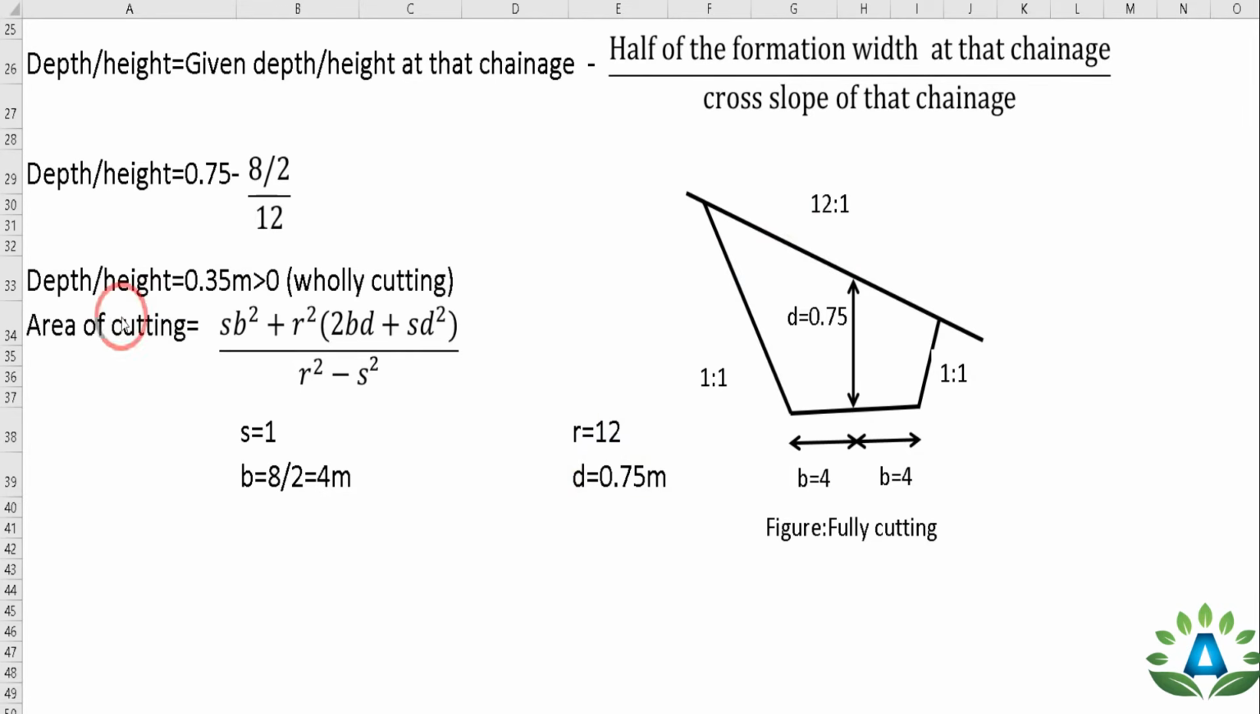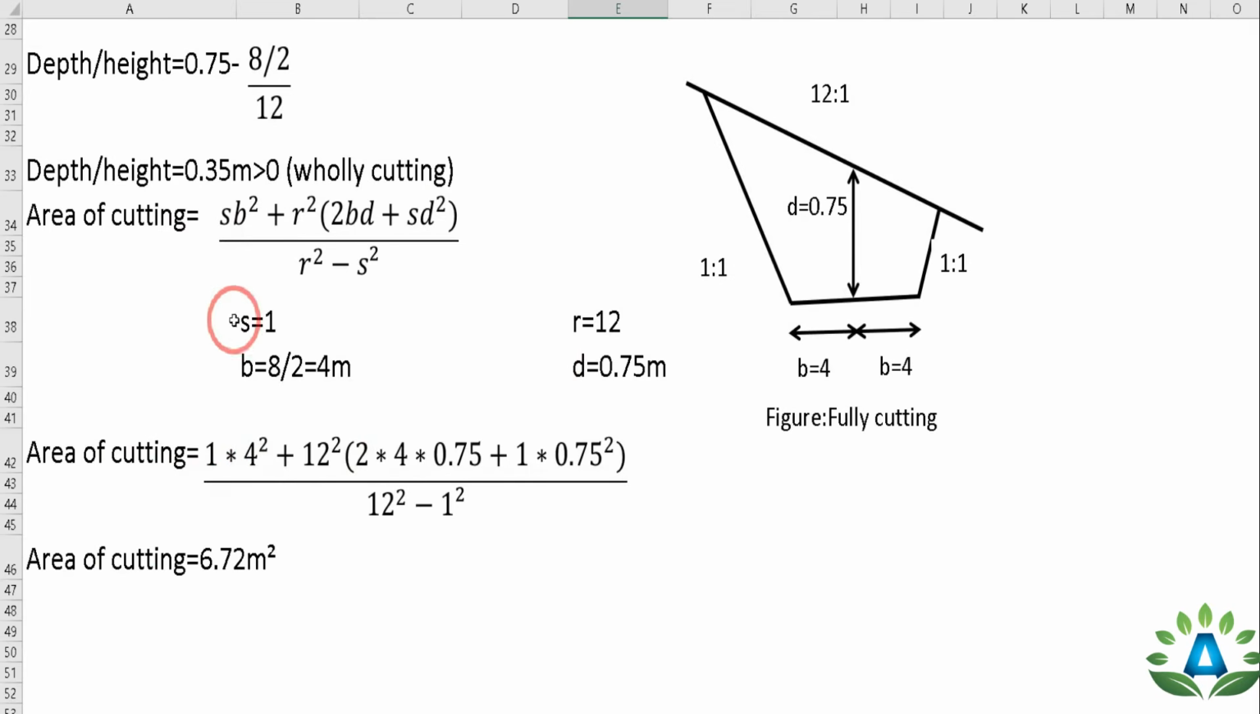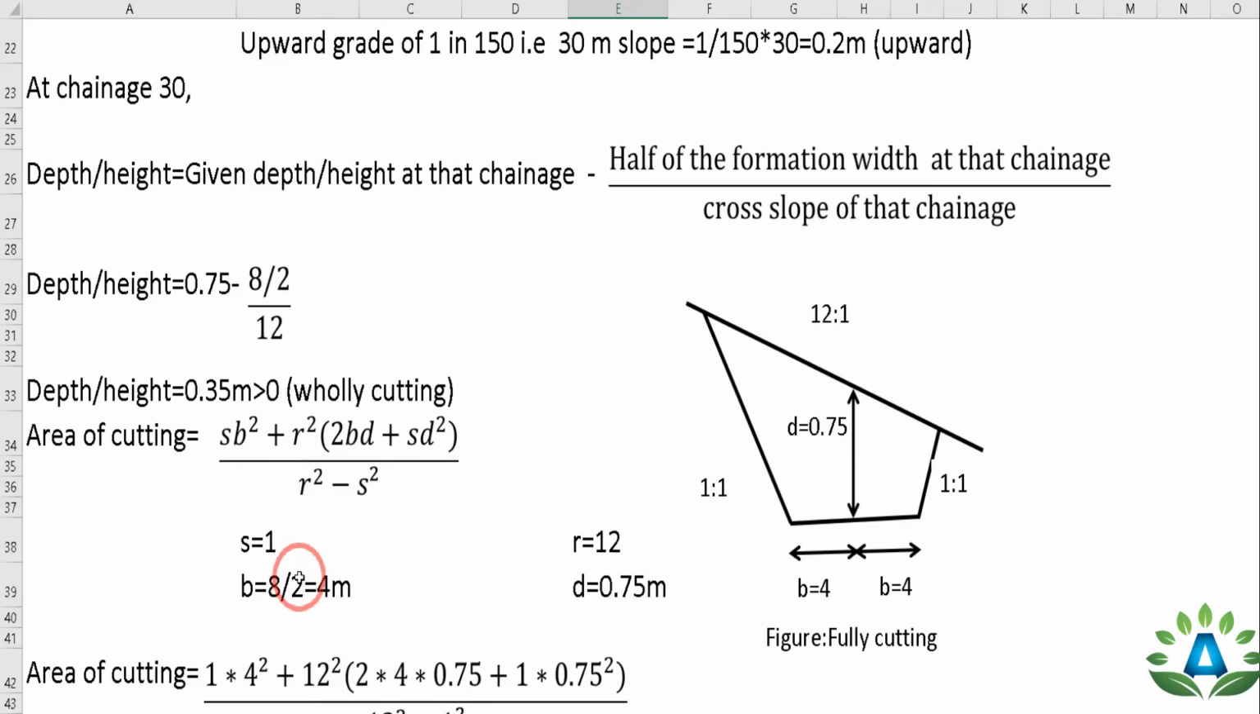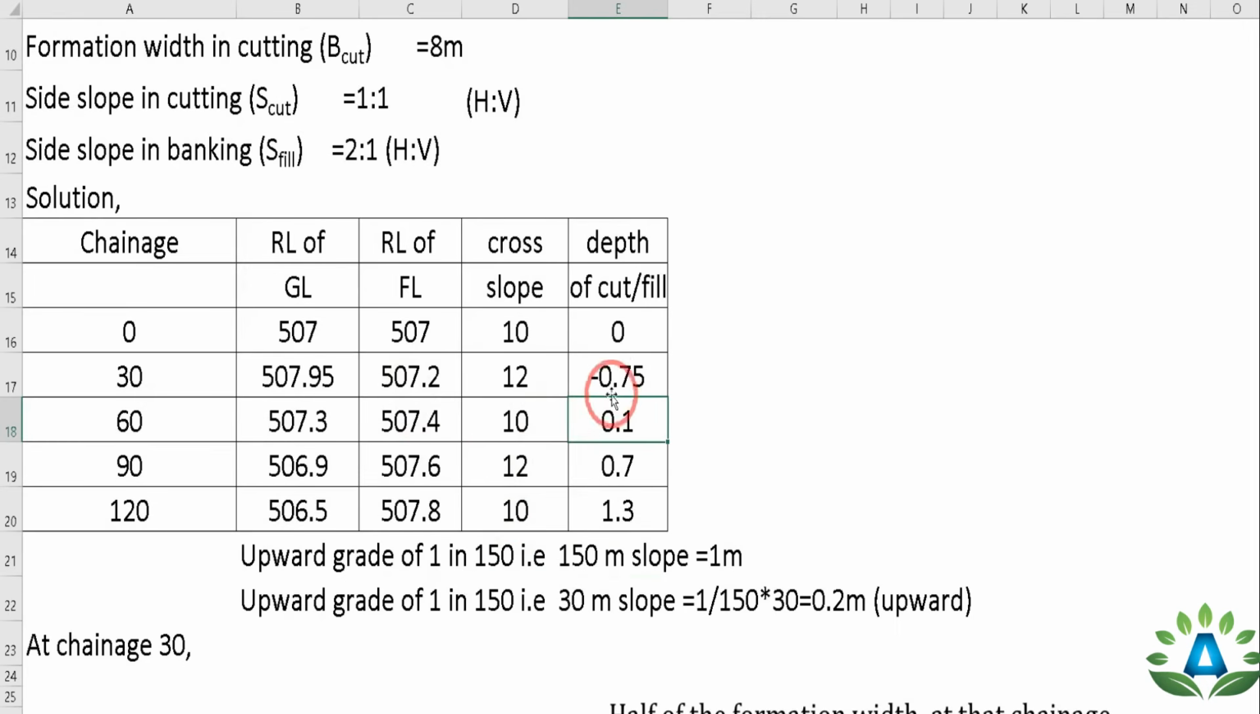Now let's put this value in this equation. So while putting all these values, we get this area of cutting as 6.72 meter square. Now we need to calculate the area at the chain edge of 60 meter. And here we have this depth of the fill as 0.1 meter and this r equals to 10.